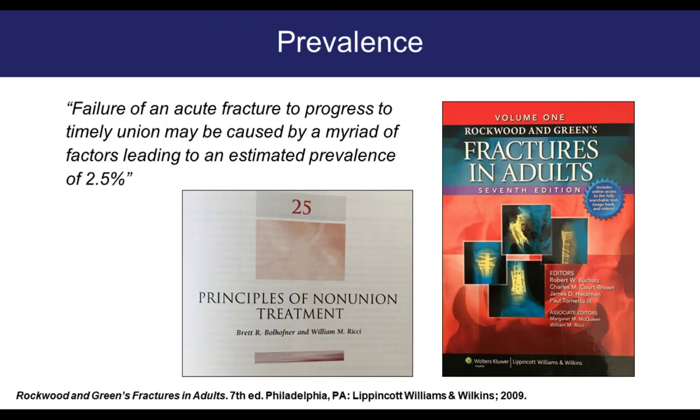So I opened Rockwood and Green's, and this is chapter 25, principles of non-union treatment. So this is all non-unions. This is not any particular bone. This is just their general overview chapter of non-unions.